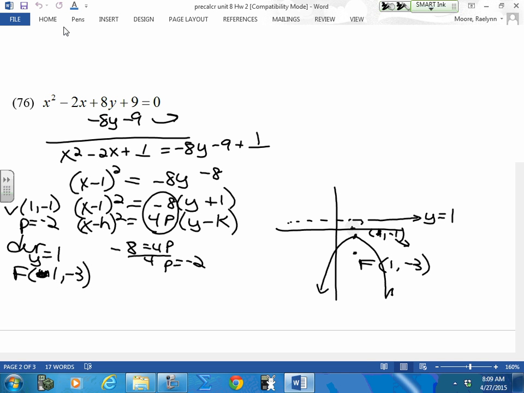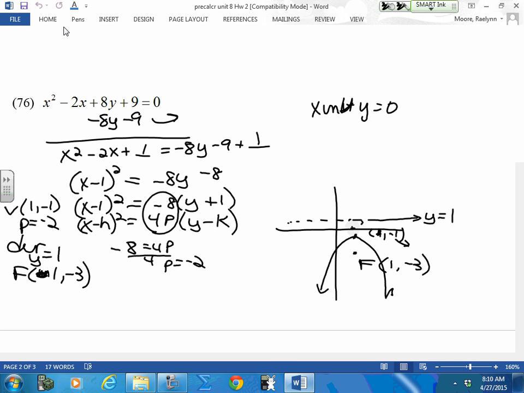Jonathan? How do you find the vertex? The vertex, take it out of here. The x always comes out the opposite way. 1, the y, -1. Just come out the opposite way. The intercepts, we have an x-intercept when y is 0.